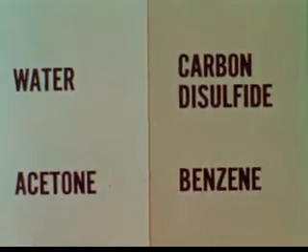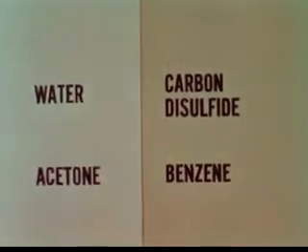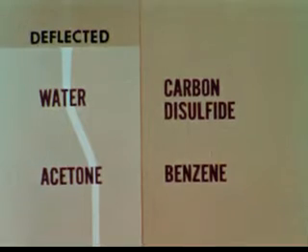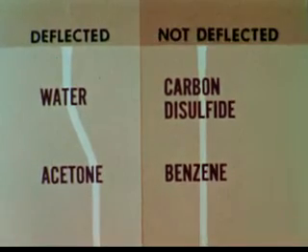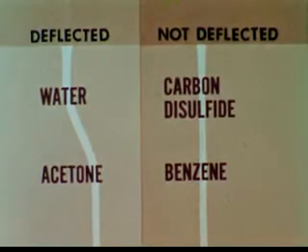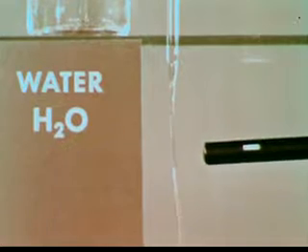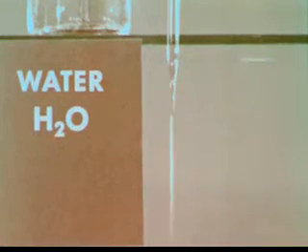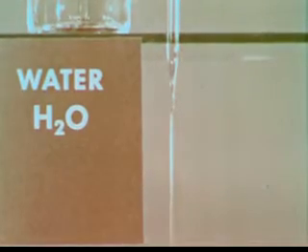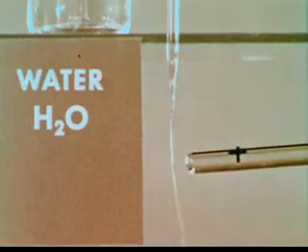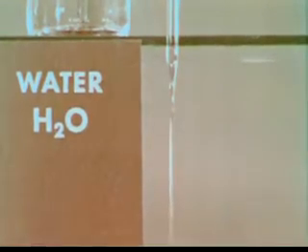Here is a tabulation of our findings. Water and acetone are deflected. Carbon disulfide and benzene are not deflected. How can we account for these different electrical properties? How can water, for example, act in one case as if it has a positive charge, and in another case as if it has a negative charge?